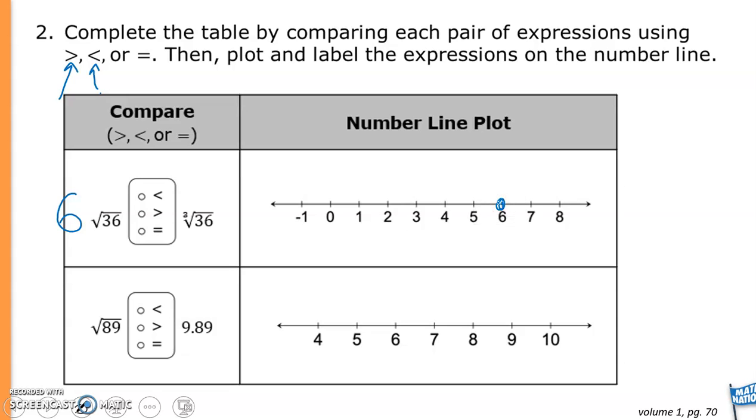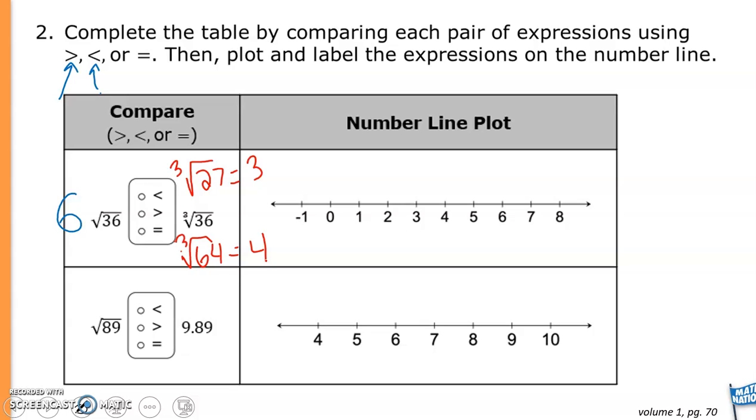The cube root of 36 is not 6, because 6 times 6 times 6 doesn't give you 36, so it's going to be smaller than that. I know from notes last week that the cube root of 27 is 3, 3 times 3 times 3, and the cube root of 64 is 4. So 36 is going to be somewhere in between there, 3 and 4 on the number line.